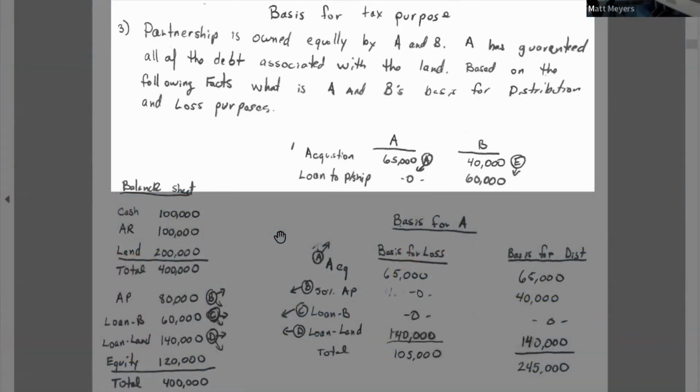Partnership is owned equally by A and B. A has guaranteed all of the debt associated with the land based on the following facts. What is A and B's basis for distribution and loss purposes? And then there's a little schedule there that says A contributed 65,000 in acquisition. B contributed 40,000. And B has a loan to the partnership of 60 and A does not.